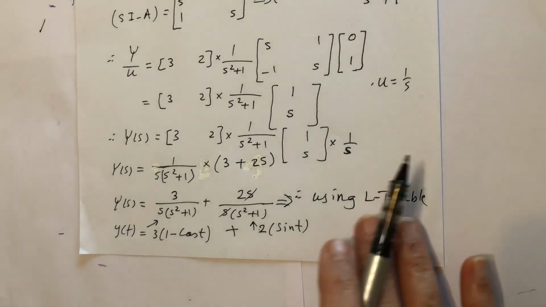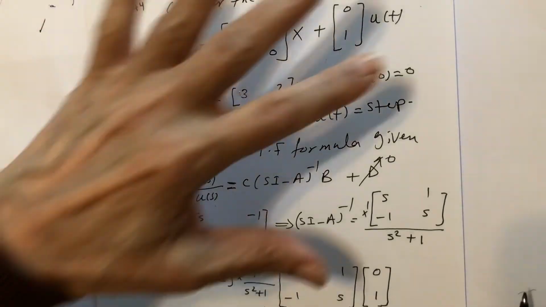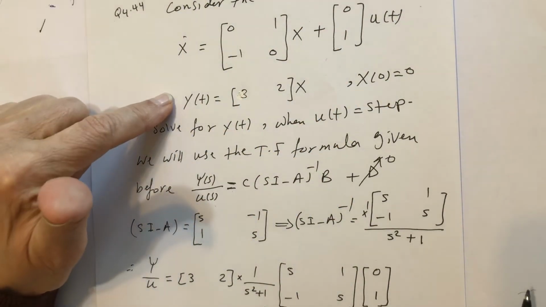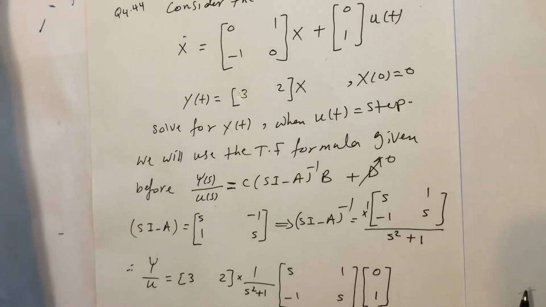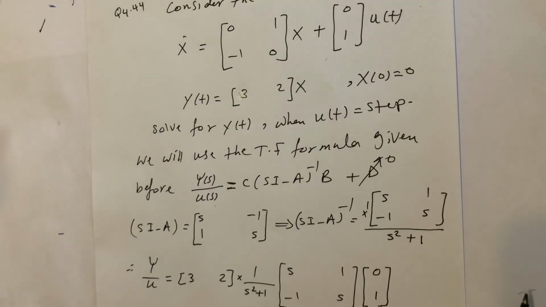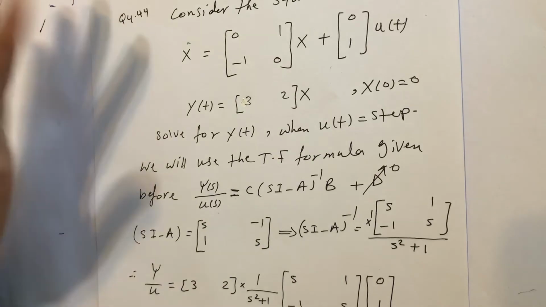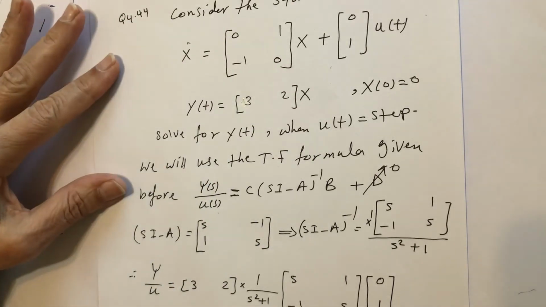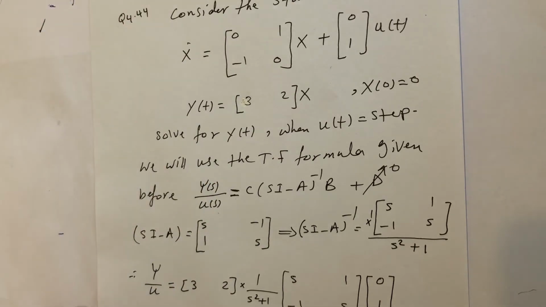So if you want the response from a state variable, you just get the transfer function. Maybe we ask you to find the transfer function first, then find the response. So this is easy, just straightforward. It's only giving you the model in the state variable form. Okay.